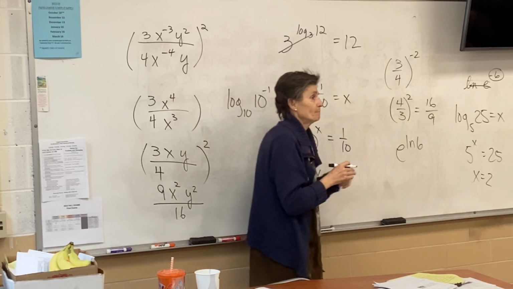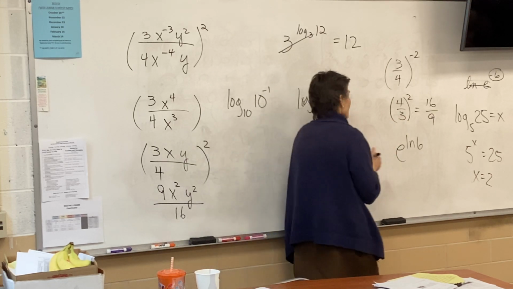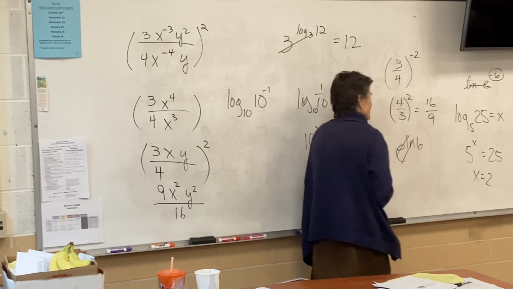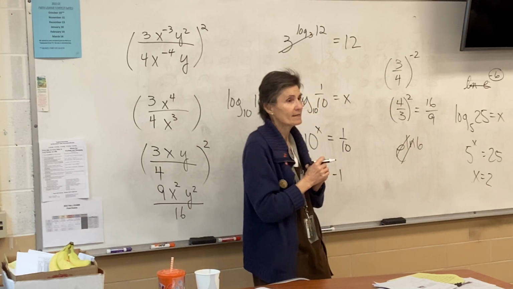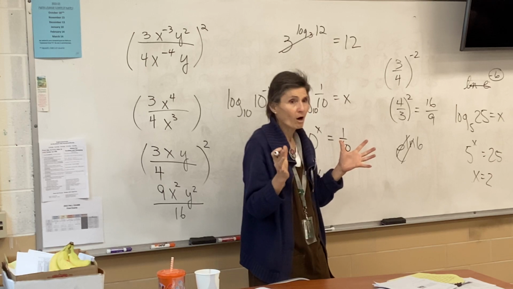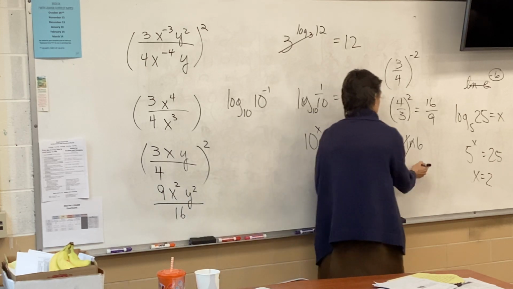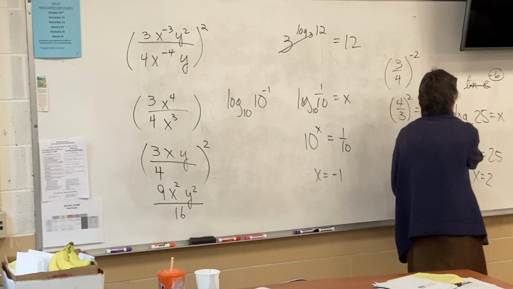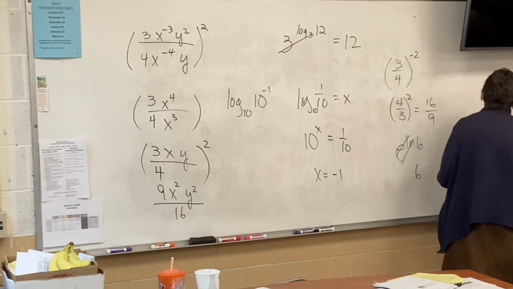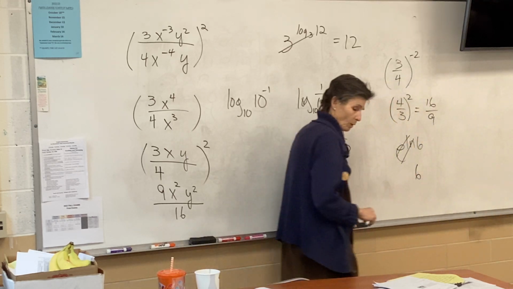How about this guy? When an e and an ln touch each other, guys, they're gone. So the answer is 6. Page 1, done.